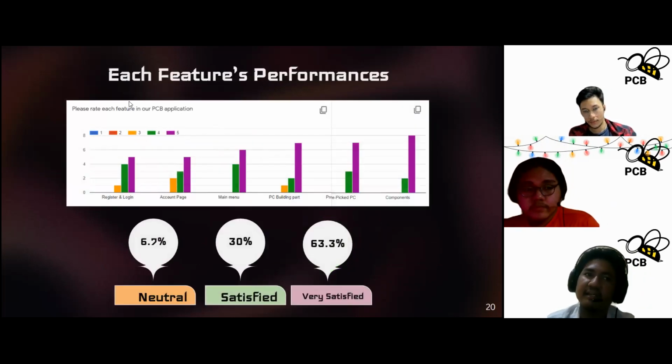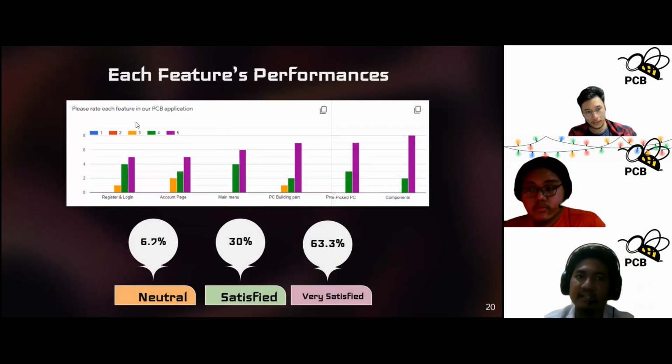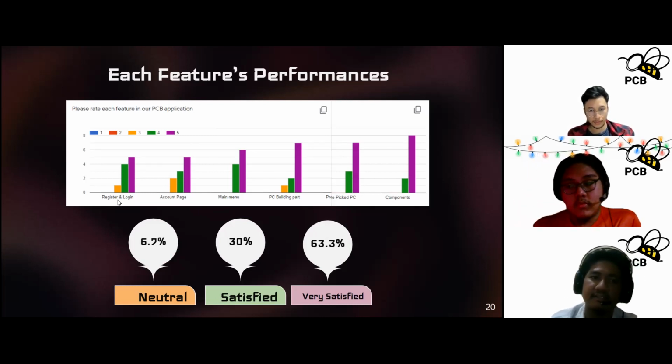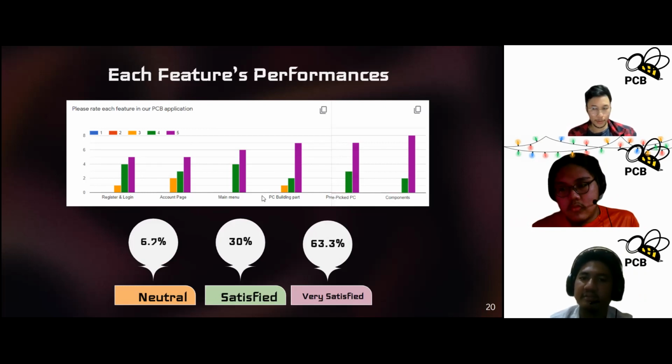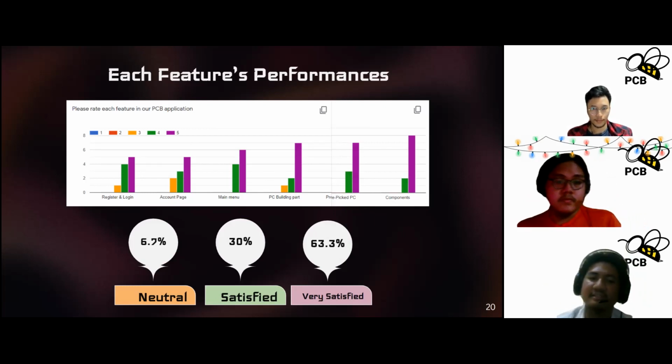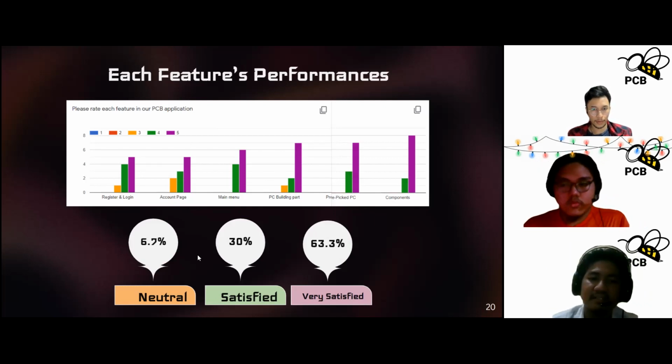Okay, last is about each feature's performance in our application. There are about 6 features: register and login, account page, main menu, PC building part, Epic PC, and also the components. And if we sum up, about 63% is very satisfied, about 30% is satisfied, and about 6% is neutral.